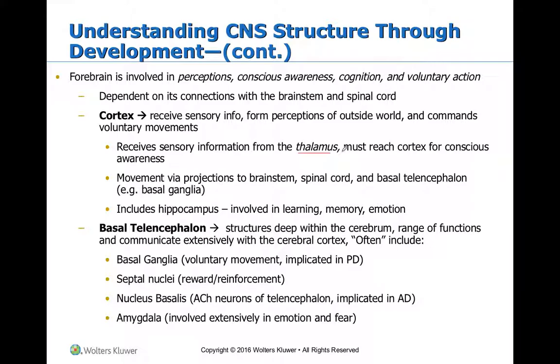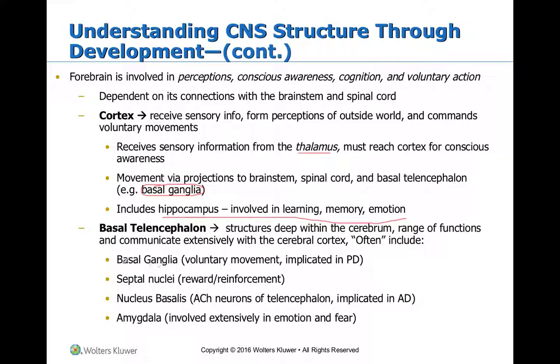Now, movement is through projections to the brainstem and the spinal cord, and the basal telencephalon, which is made up of the basal ganglia circuits. And you'll learn a lot about the basal ganglia circuits in 376. Now, the cortex in the level of the neocortex also includes the hippocampus, which is involved in learning, memory, and emotion. The basal telencephalon are structures that are deep within the cerebrum, where the range of functions vary and communicate extensively with the cerebral cortex.